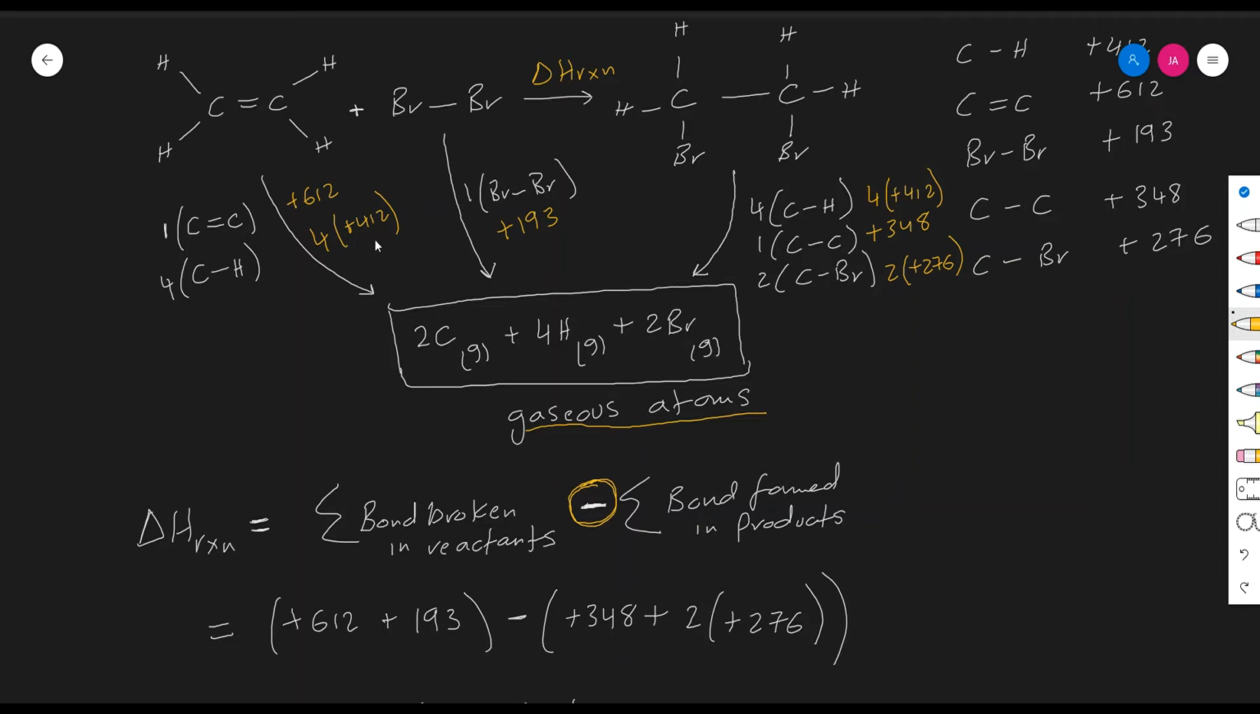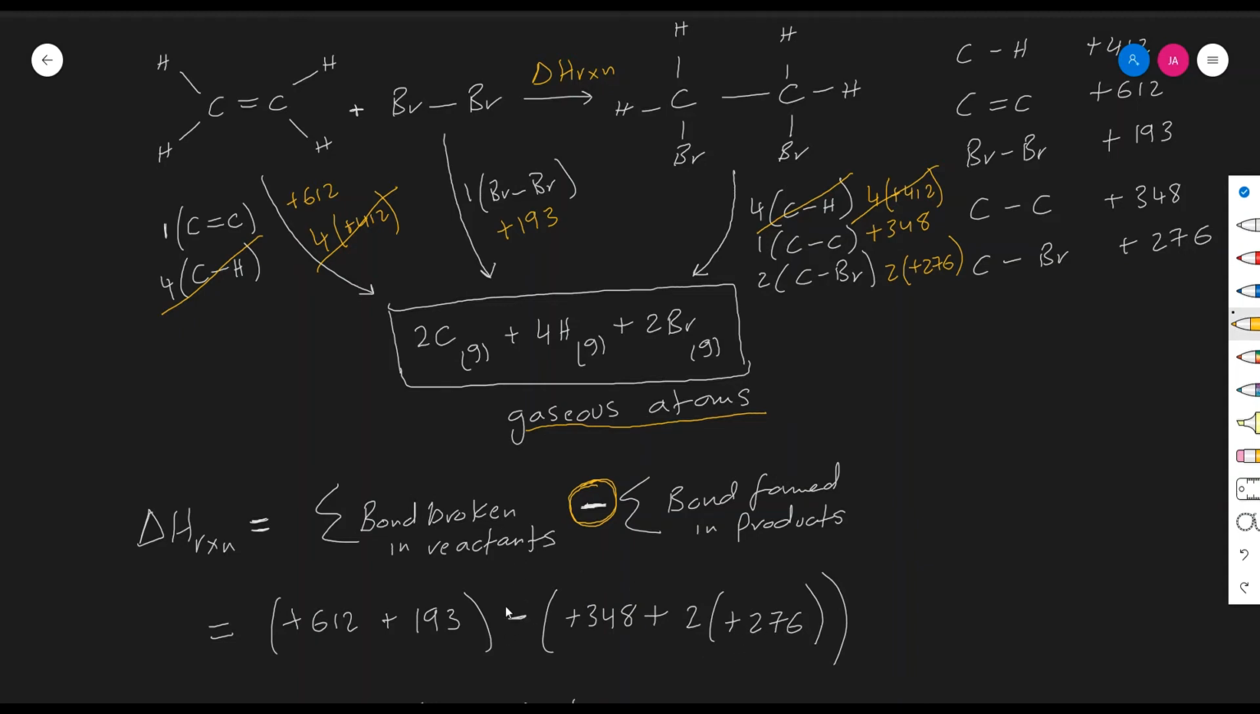I haven't placed the value for 4 C-H bonds in these equations in the reactants and products, because 4 C-H bonds subtracted by 4 C-H bonds would cancel out, and therefore I wouldn't list these values. I've only listed 612 plus 193, the energy required to break the bonds in the reactants, subtracted from the energy required to break the bonds in the products that remain, which are 1 C single bond C, positive 348, plus 2 multiplied by positive 276.